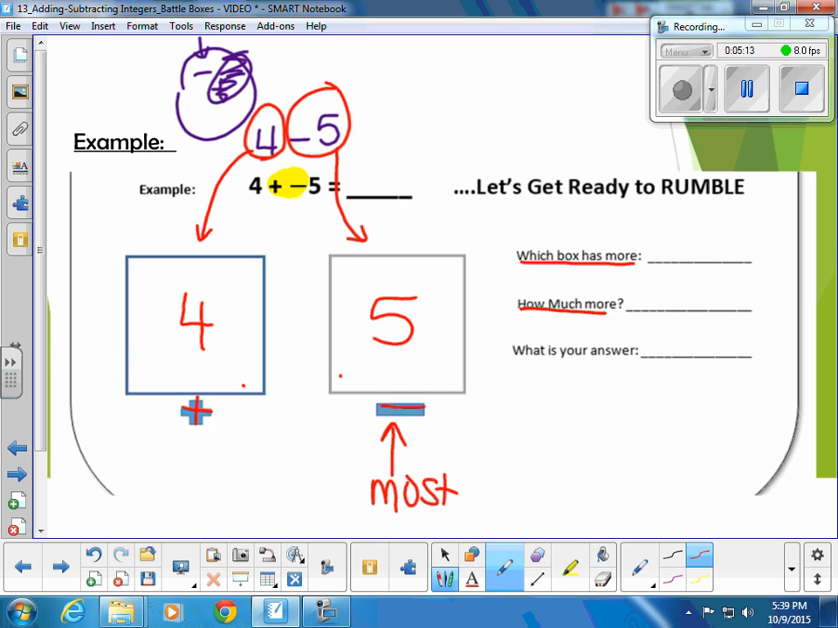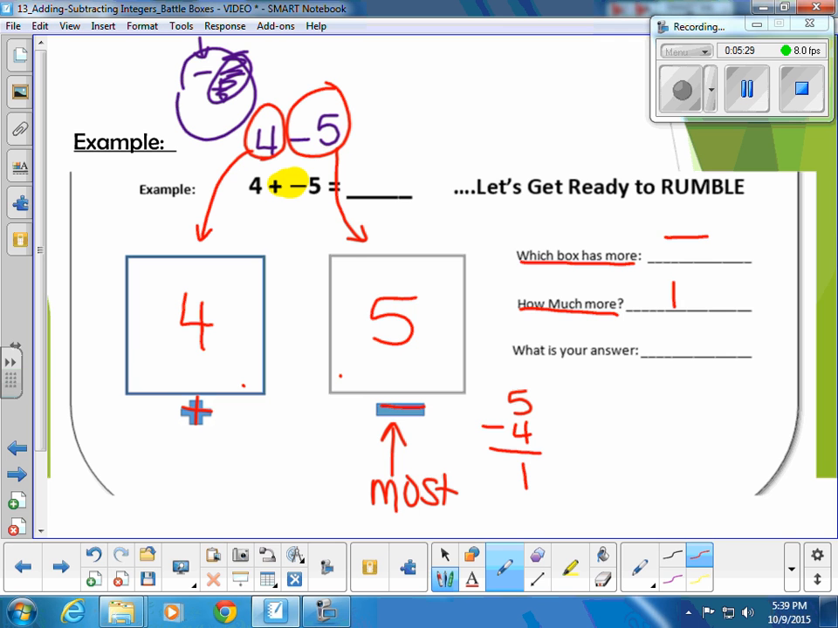How much more does it have? Well, they're in different boxes, so I have to subtract. My subtraction yields... oh, sorry, I forgot to write. My negative has the most box, the negative box has the most. And then how much more?